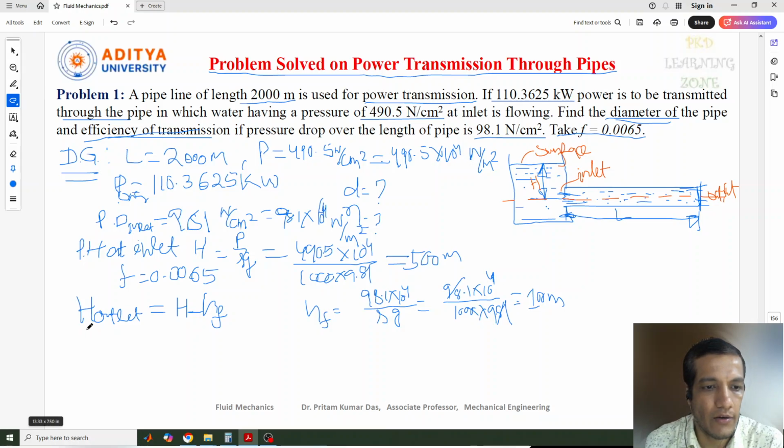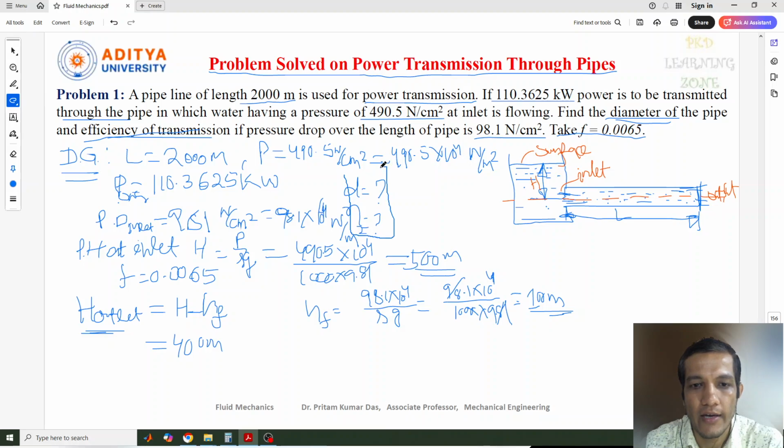Now as we need to find the head at the outlet condition: the head available at the inlet condition is 500 meter, and the loss of head during this flow is 100 meter. Just minus this, we get 400 meter. So this is the head at the outlet condition. Now we need to find out the diameter and the efficiency. These two things need to be calculated.